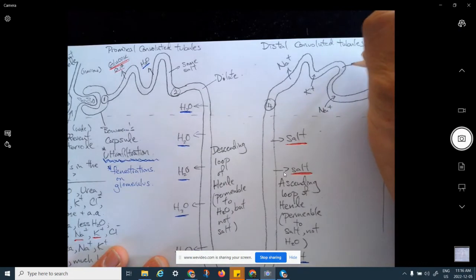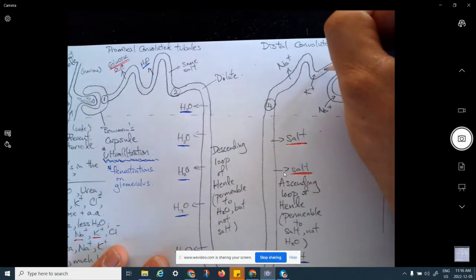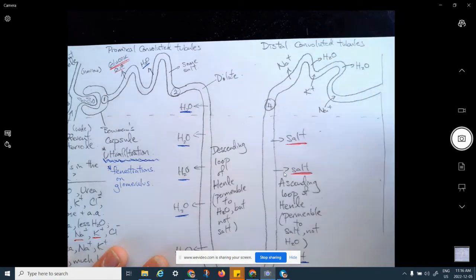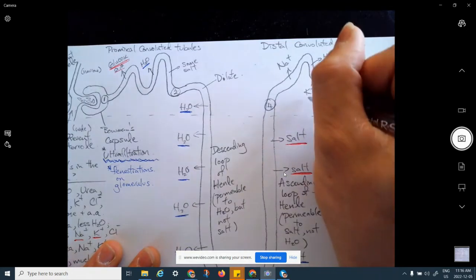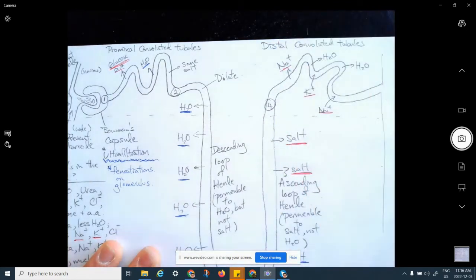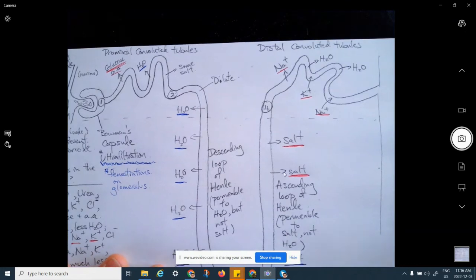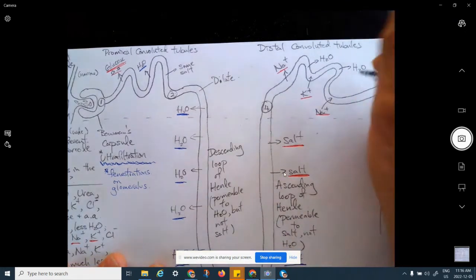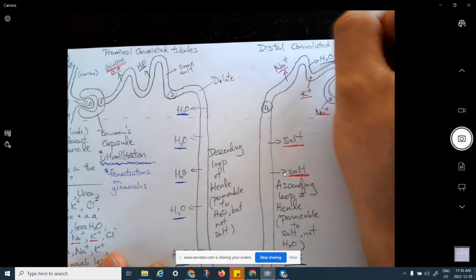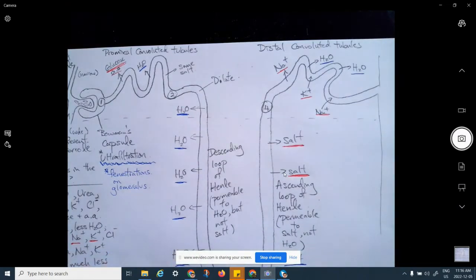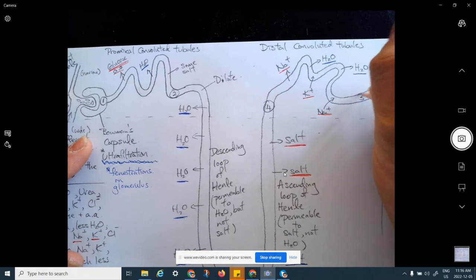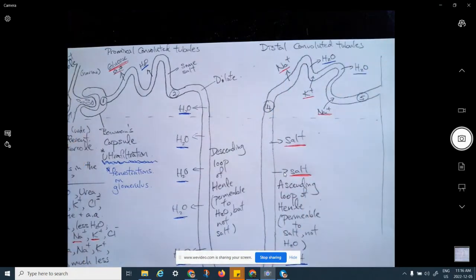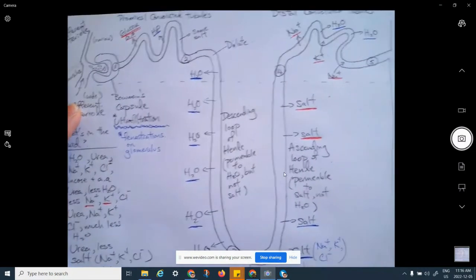At the same time, water would also be leaving. Okay, water would also be leaving. Okay, so sodium and potassium, they're all pumped in and out. The water is always through osmosis, so that's okay. It's always passive. So by the time it passes through the distal convoluted tubules, what on earth do you have?